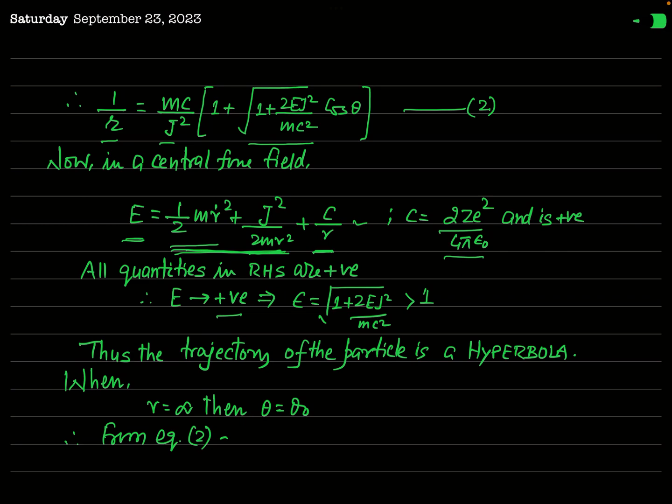And if E is positive, you can see the expression for eccentricity: 1 plus a square root of 1 plus 2 Ej square by mc square. Since this 2 Ej square by mc square is positive as E is positive, the number inside the square root is greater than 1. So its square root will be greater than 1, and you can say that the eccentricity of the orbit of this alpha particle in the present context is greater than 1. And you know from coordinate geometry that if the eccentricity of an orbit is greater than 1, the orbit is simply a hyperbola. So it is now clearly proved that the alpha particle will follow a hyperbolic path during this interaction.